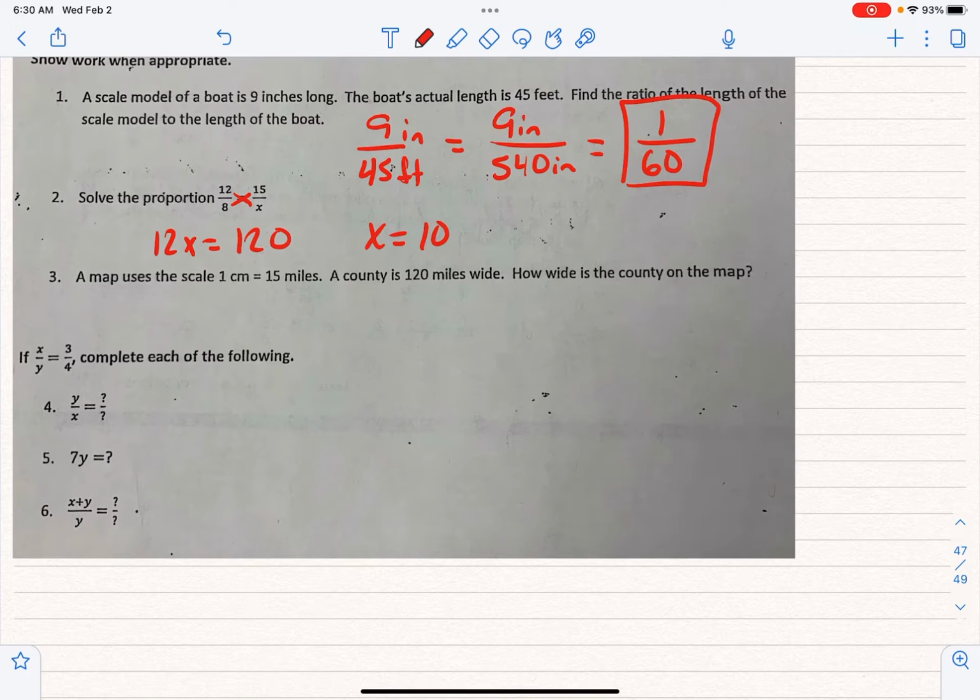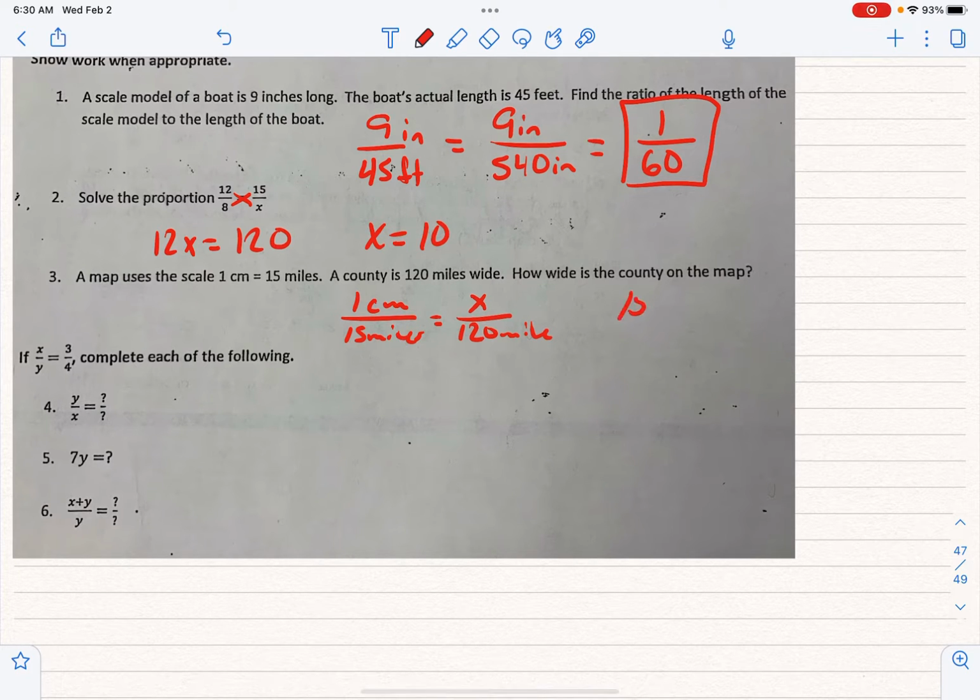Number 3. A map uses a scale of 1 centimeter is 15 miles. A county is 120 miles wide. So how wide is the county on the map? Well, if 1 centimeter is equal to 15 miles, then blank centimeters is equal to 120 miles. You got to keep the miles with the miles, the centimeters with the centimeters.